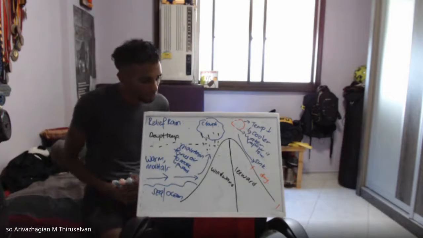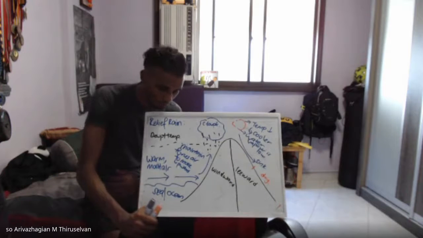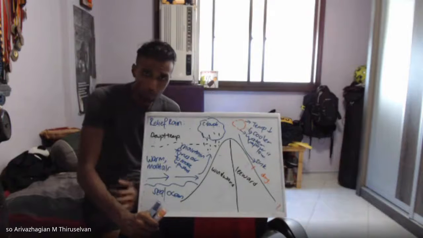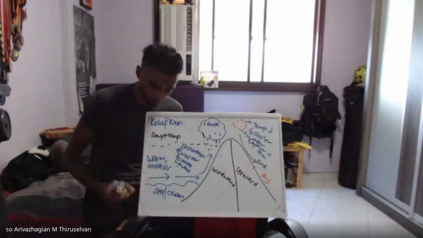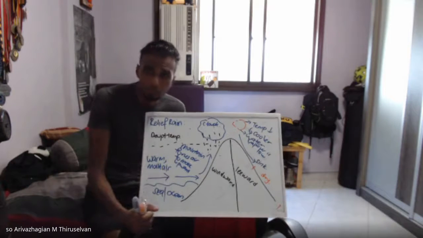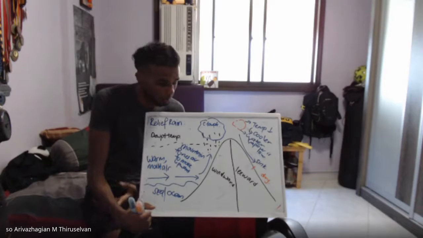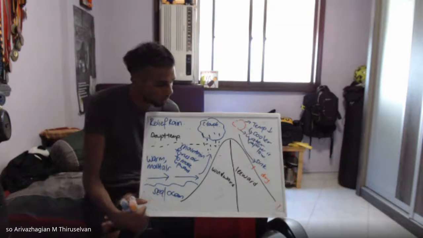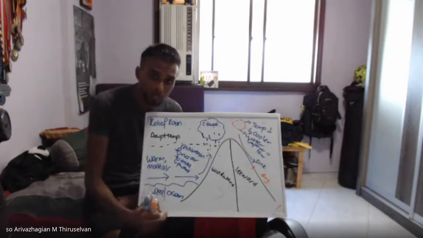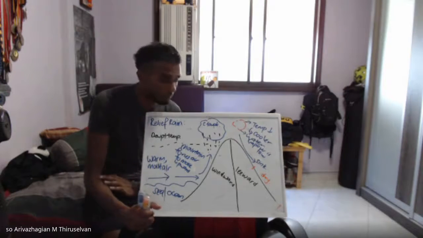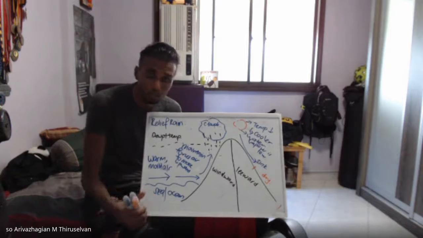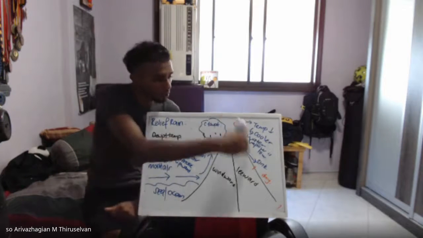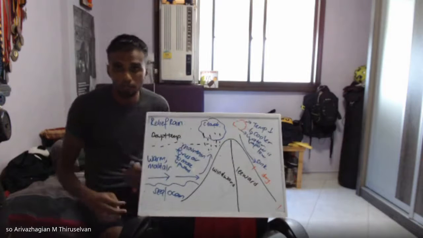So the key thing about relief rainfall is the fact that, number one, it originates from the ocean. It gets pushed up by the mountainous areas, goes up all the way. Rainfall occurs only on the windward side, minimally on the leeward side, or nothing at all on the leeward side. So it goes down, it creates a dry area.